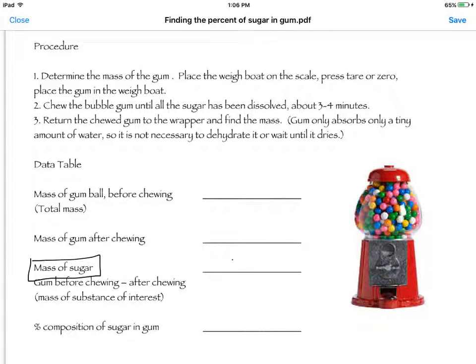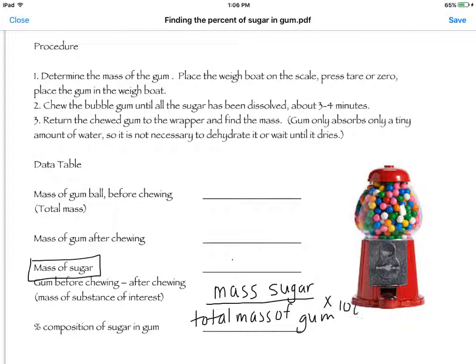And now to find the percent composition of sugar, you're going to do the mass of the sugar over the total mass of the gum that you started out with, times 100. We're oversimplifying this, and this would be the percent of sugar. We're going to assume that the gum is made up of just sugar and gum, whatever gum is. So this is a way to see the percent of sugar in gum.